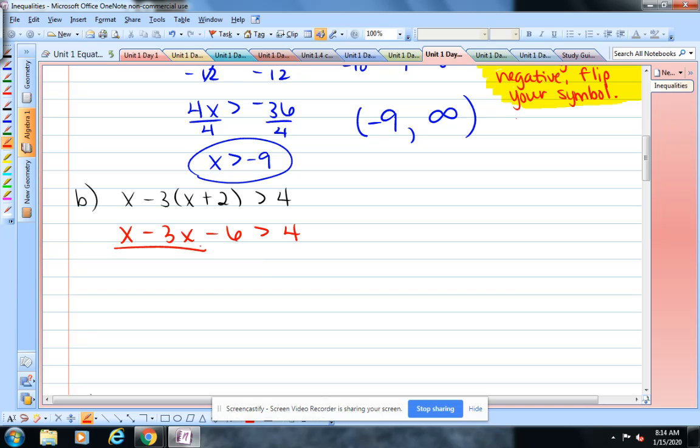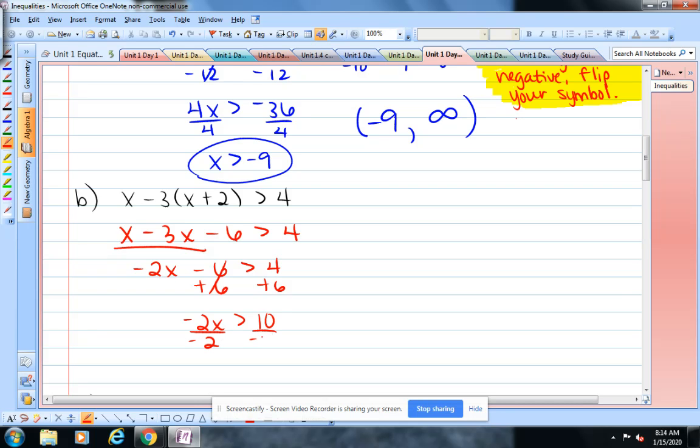Like terms? Try again. 1x minus 3x is negative 2x is greater than 4. And then what? Good. Add 6 to both sides. So negative 2x is greater than 10. Then what?